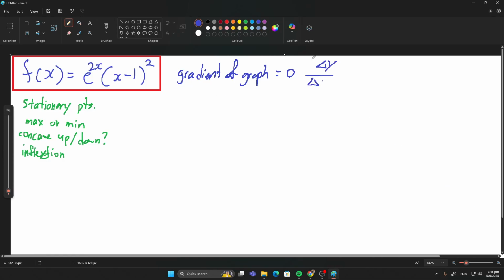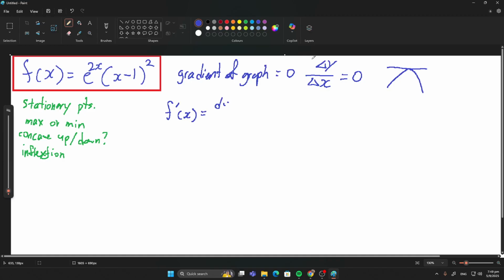Where your change in x and your change in y equals 0, meaning no change at all, aka you're just flatlining. Your graph has reached a flat line, like something like this. Yep. So gradient is basically what? Change of y over change of x. Or in this case, because the question put it as a function of x, it's just f prime x.